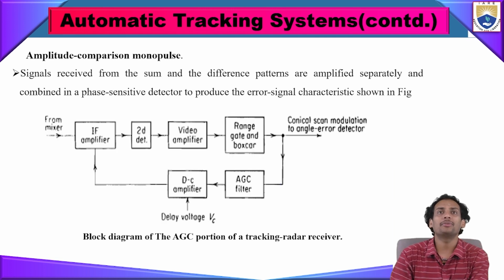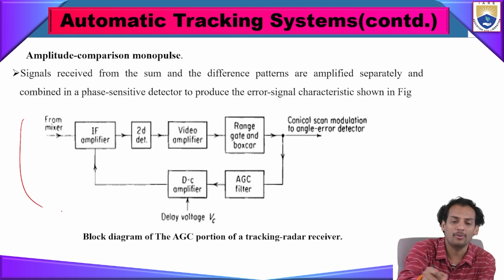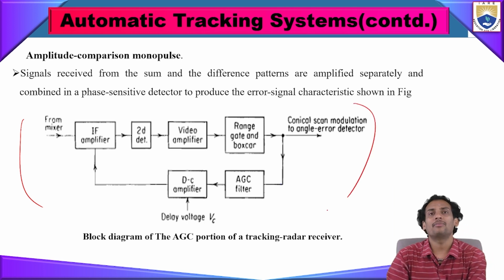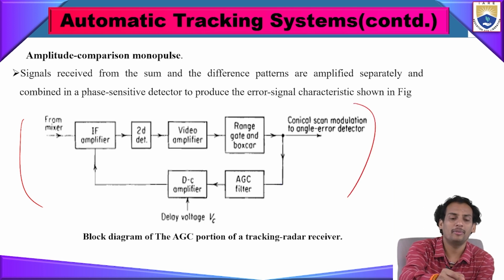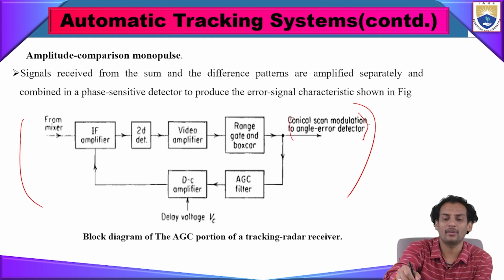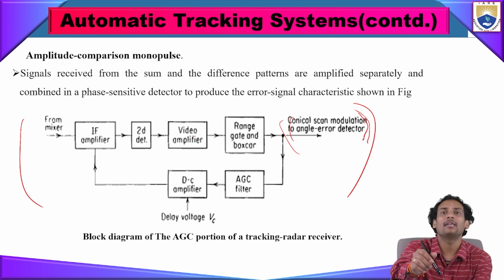So this is the amplitude comparison monopulse block diagram. You see here, the conical scan modulation or error detection system is here. It will have inputs from the IF amplifier, second detector, video amplifier, a range gate and boxcar system, and one DC amplifier and AGC filter also.